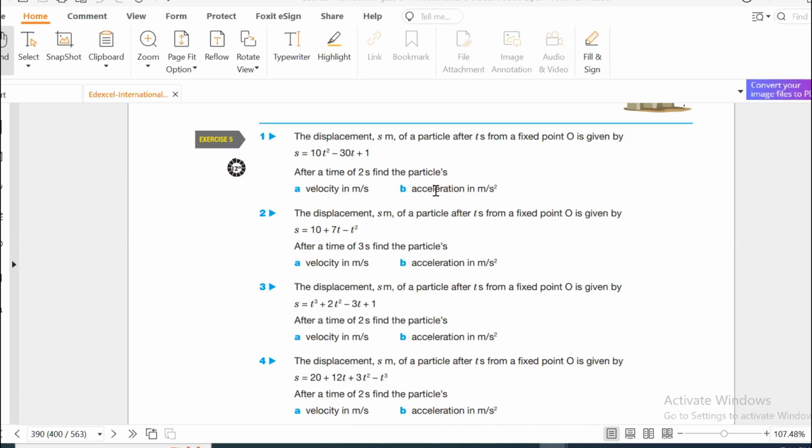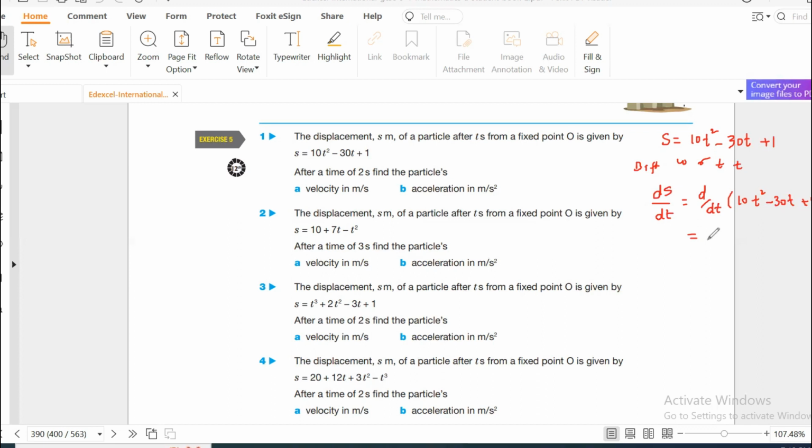When we find the derivative, ds over dt represents exactly velocity. Let's have a look. We have s = 10t squared minus 30t plus 1. If I differentiate this with respect to t, that means ds over dt, and on the right-hand side also d over dt of 10t squared minus 30t plus 1.